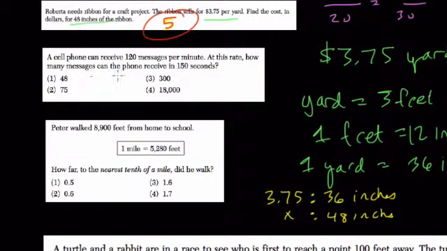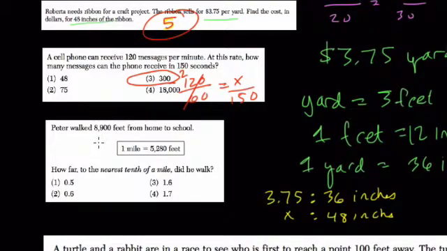A cell phone can receive 120 messages per minute. How many messages can the phone receive in 150 seconds? So it's 120 messages per minute, or 60 seconds. x messages in 150. Well, 120 over 60 is 2. So x over 150 is 2. Multiply both sides by 150, and we get 300.